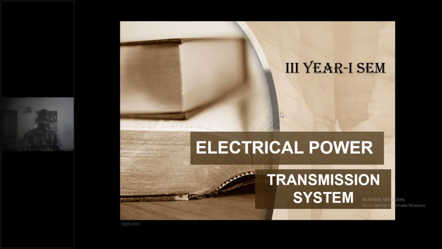See this slide, electrical power transmission system. Till now you have studied electrical power generation, the different methods of generating power and the difficulties faced while generating it. In this subject, you are going to learn how the generated power is transmitted to the distribution system. That is the intention of this subject. Now we'll see one by one the 5 units in this syllabus.